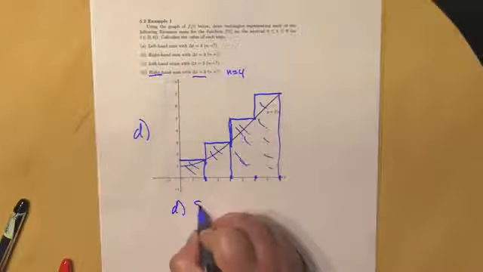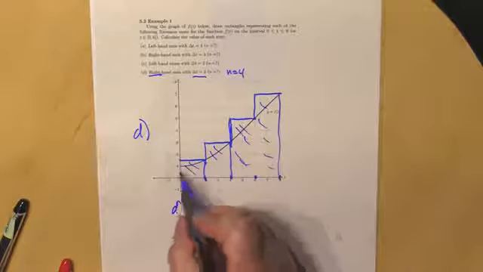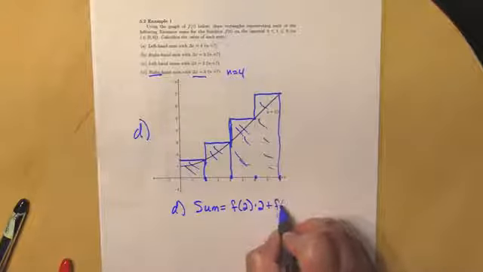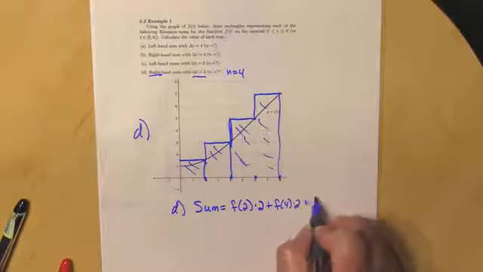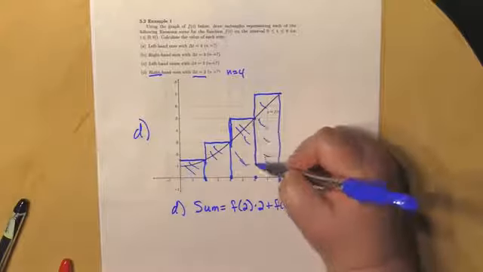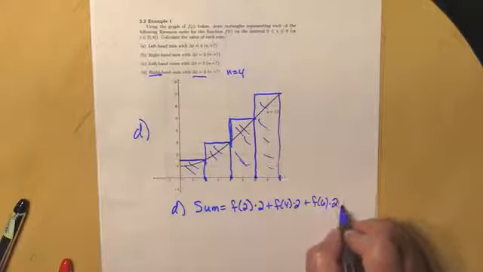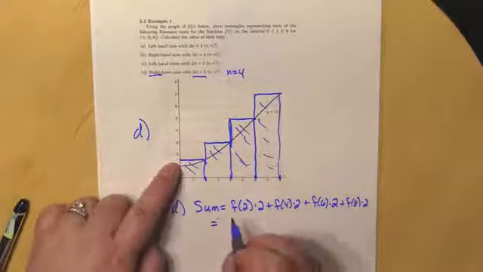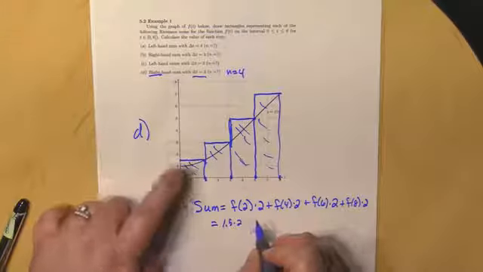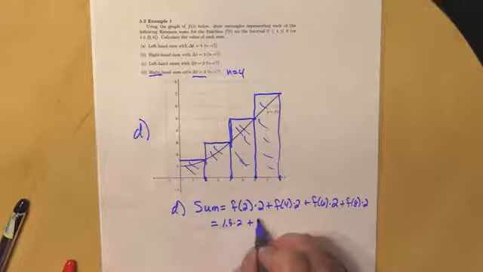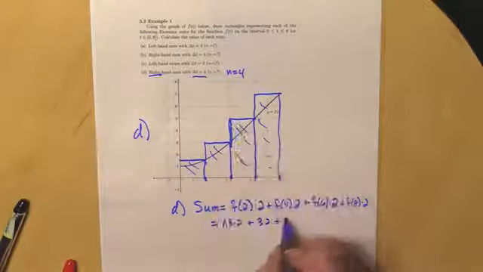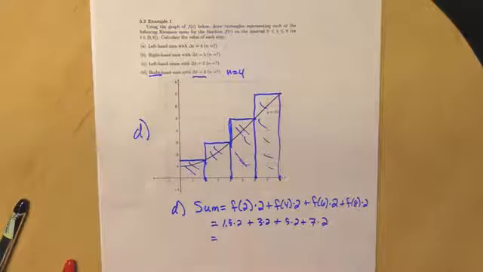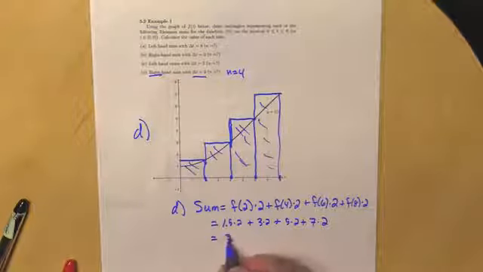So for part D, the Riemann sum would be f of 2 times width of 2, f of 4 times width of 2, f of 6 times a width of 2, and f of 8 times a width of 2. And when we look at this, we have 1.5 times 2 plus 3 times 2 plus 5 times 2 plus 7 times 2, and we get a grand total of 33.